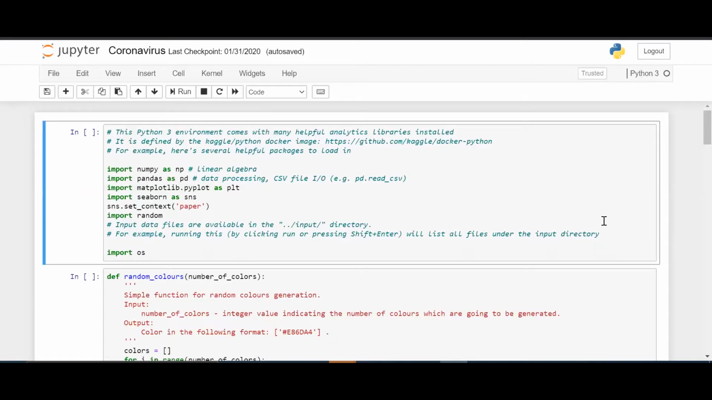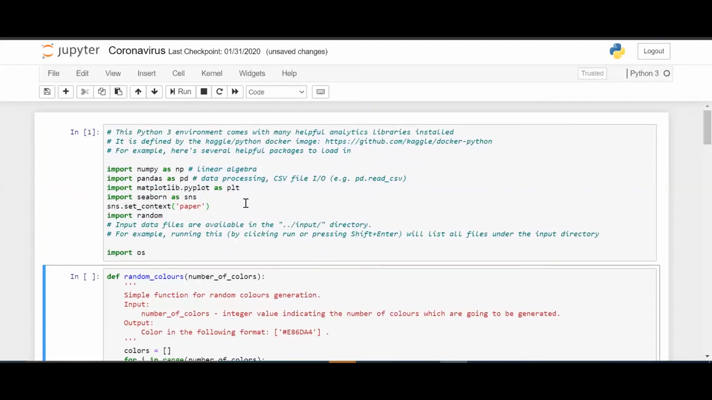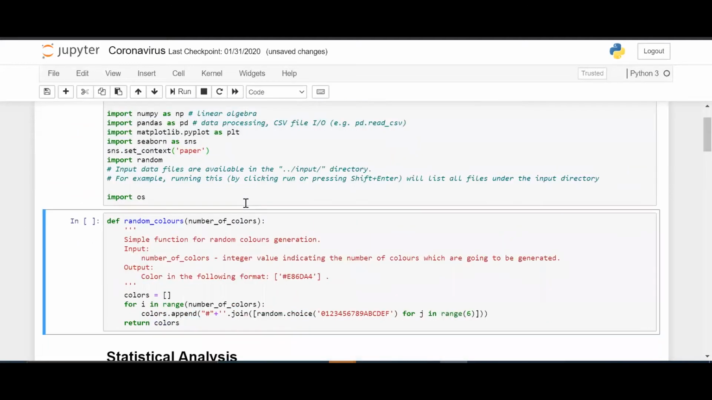So let's get started. In data science, you make good use of various libraries. You have NumPy for linear algebra operations. You have pandas for data processing and file input output operations. Matplotlib and Seaborn are for data visualization operations. Let's hit Shift Enter to get it running.